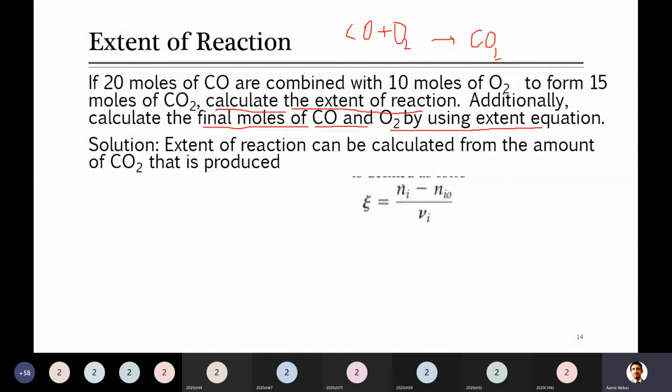Maybe you can proceed with any of these, but remember, are you with me? You can go with either CO, O2 or CO2, because we just discussed in the last slide that the extent of reaction will be the same whichever species you calculate with. So here the best way is to use CO2, because it says that 20 moles of CO and 10 moles of oxygen react and finally produce 15 moles of CO2. So maybe that is why I asked you whether it is a complete or incomplete reaction, so you can't tell.